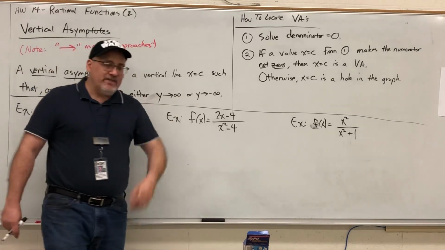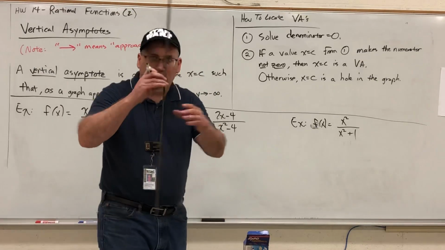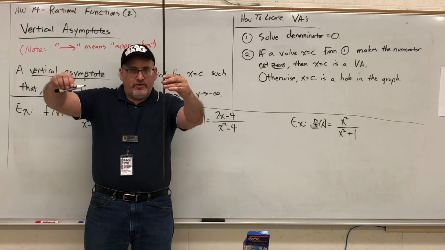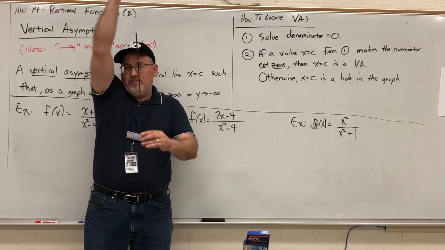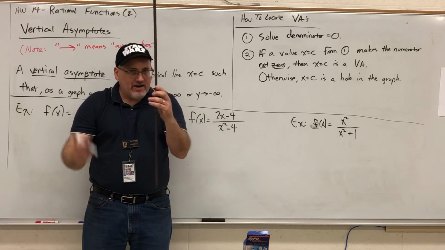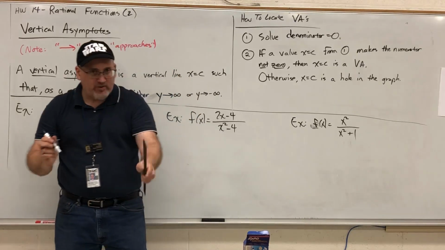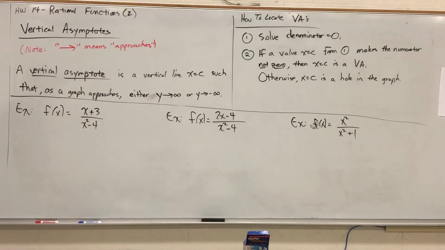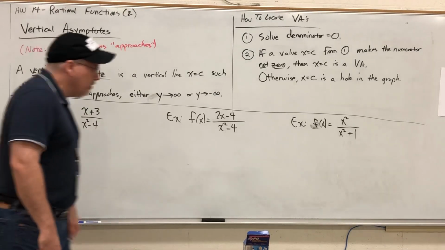In other words, it's like an invisible boundary, vertical, that as the graph gets closer to, it's going to do one of two things. Either the y value is going to approach infinity, or the y value is going to approach negative infinity. But you can never actually cross a vertical asymptote, and you'll see why in just a moment. Below here, I've got three functions that we're going to find the vertical asymptotes for.